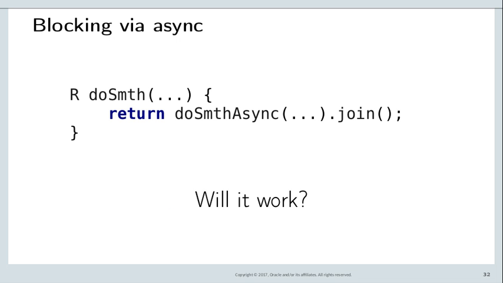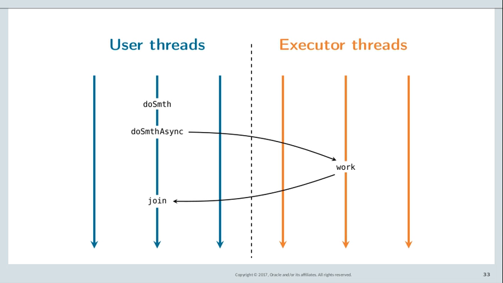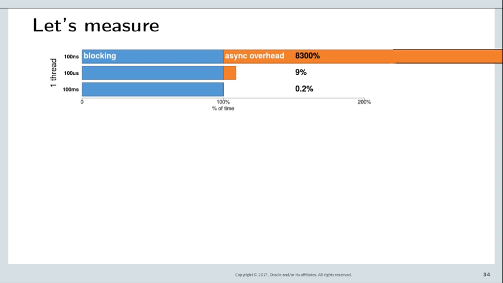Consider the first situation. What if the blocking API is implemented using the asynchronous API as a base? Will it work? Definitely yes. Let's check what will happen here. Our useful work is transferred to another thread, an executor thread, and when it finishes, we return to the user thread when we perform blocking. So do we really need it that way?